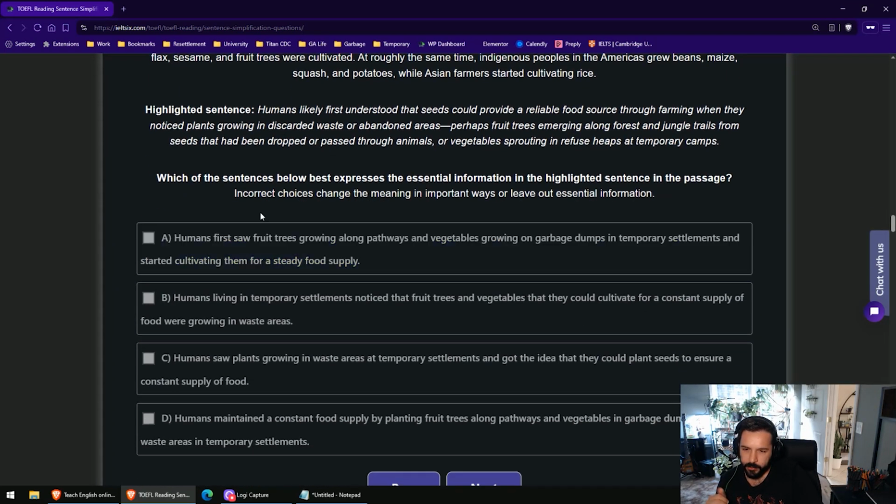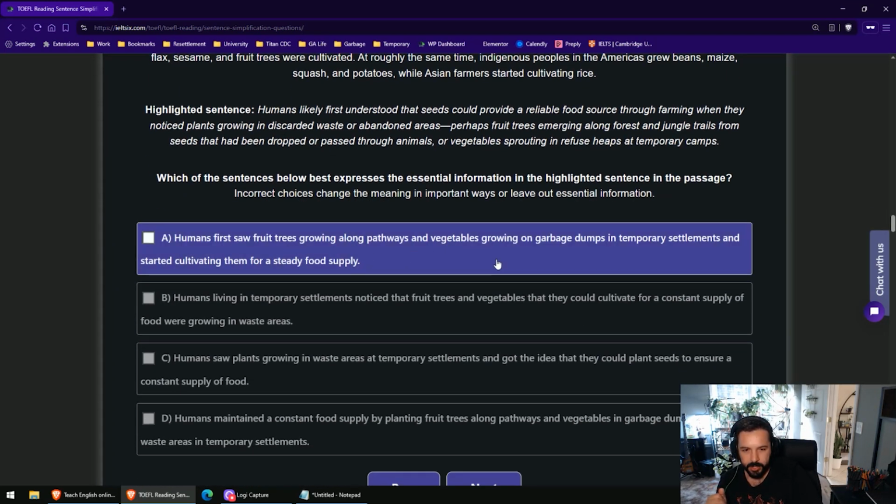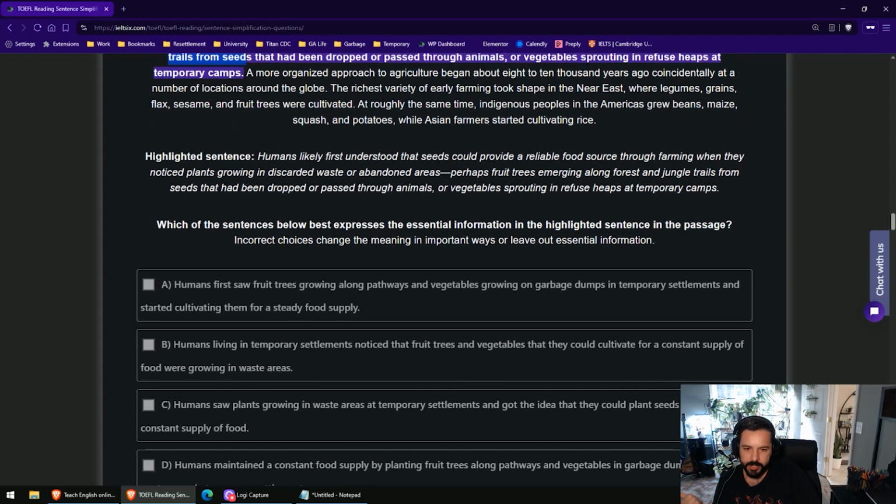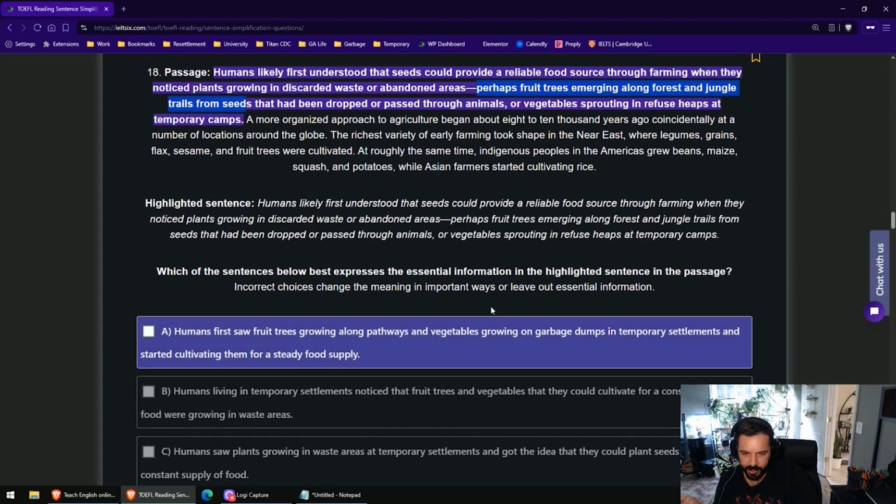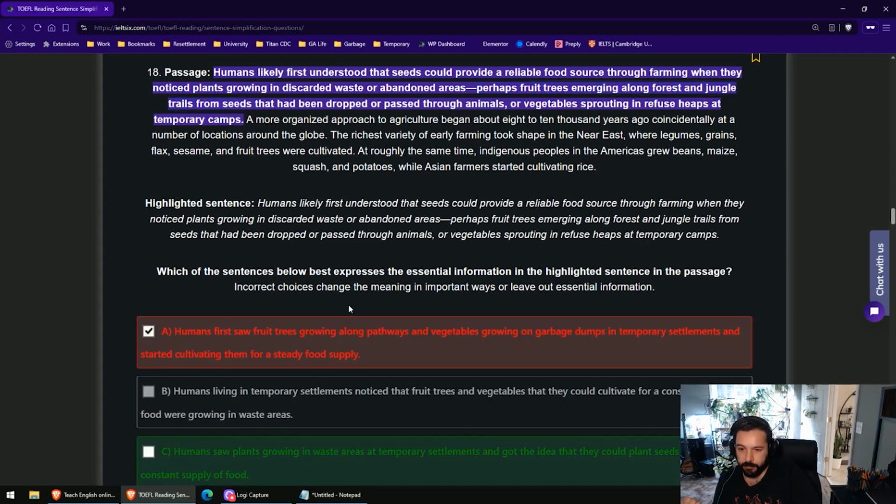Let's see. Humans first saw fruit trees growing along pathways and vegetables growing on garbage dumps in temporary settlements and started cultivating them for a steady food supply. I mean, yes, kind of. Humans first saw fruit trees growing along pathways and vegetables growing on garbage dumps. Two of the examples, yes. And then humans started cultivating them, meaning farming, for a dependable, reliable food supply.